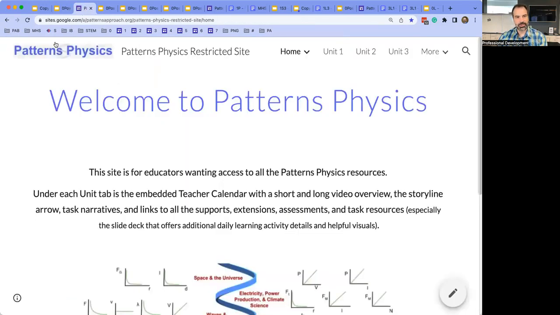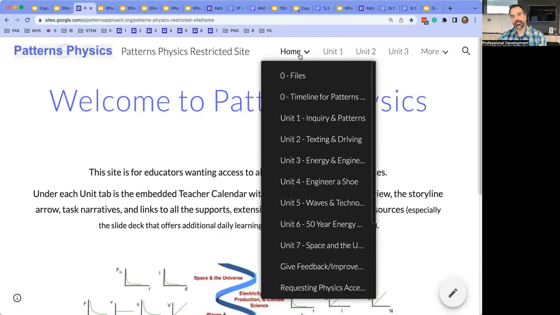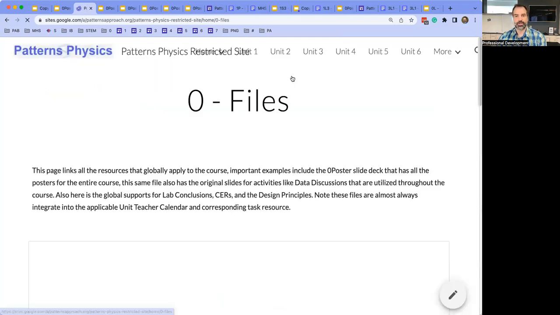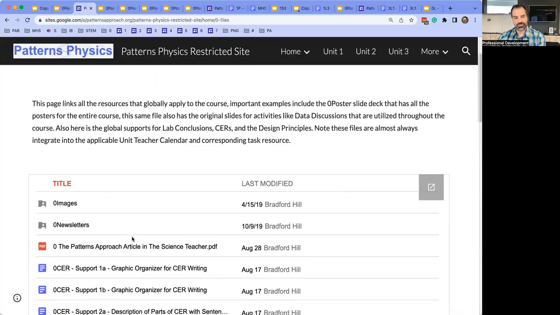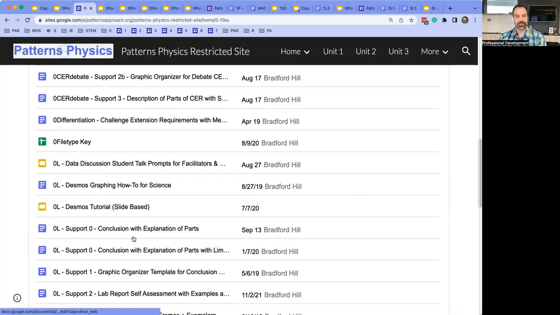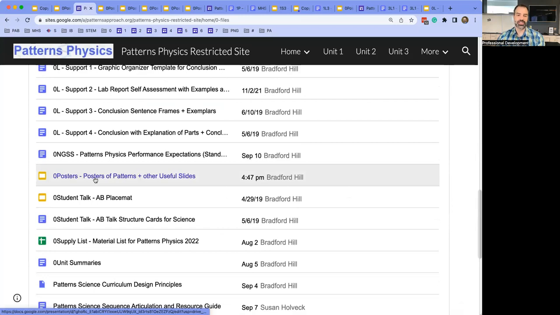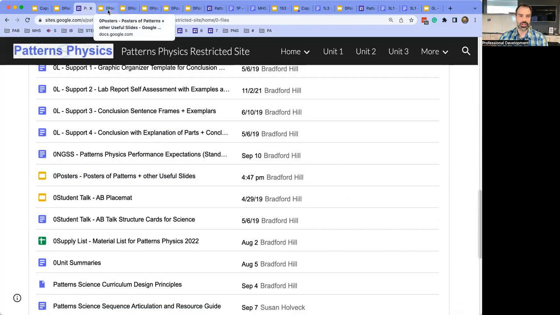So I'm going to go to the website and show you some resources that are in zero files because they apply to every unit. And then I'm going to scroll down to the zero poster. A lot of these can be printed and hung up right on the wall. You will notice that many of what I'm about to show are embedded in the activity slides for the tasks in each of the units. So they're right there. You might not need to go to zero poster, but I just want to show you that they are all there, if you want to print some out to put on your walls.